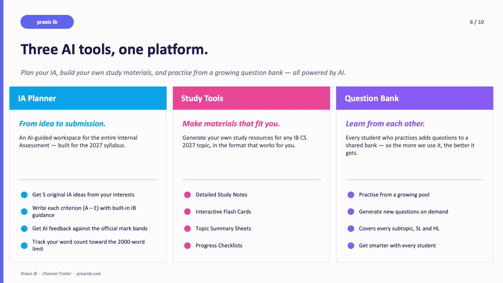This is the cool part. Every student who practices on the platform contributes questions to a shared bank. So the more we all use it, the bigger and better the question pool gets. You can practice from what's already there or generate new questions on any subtopic on demand. Either way, you are learning from a resource that's literally built by the community of students using it. 3 tools, 1 platform, praxisib.com.